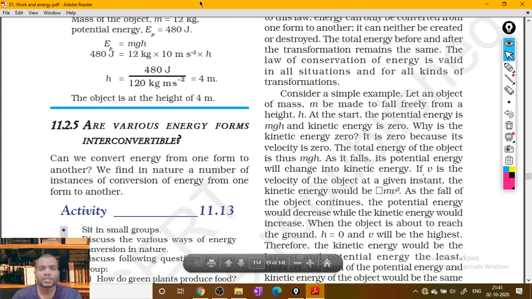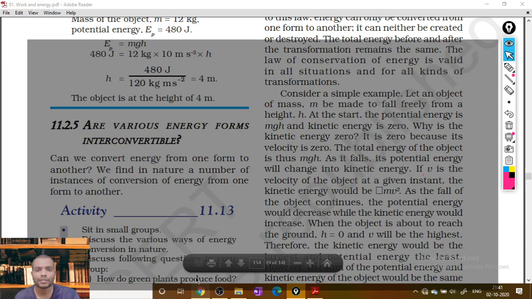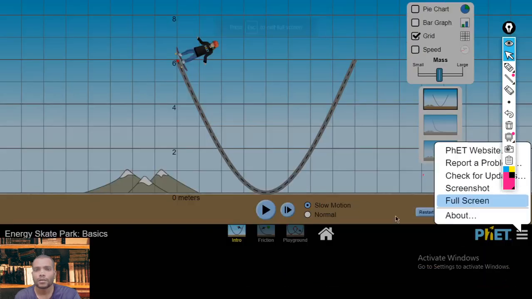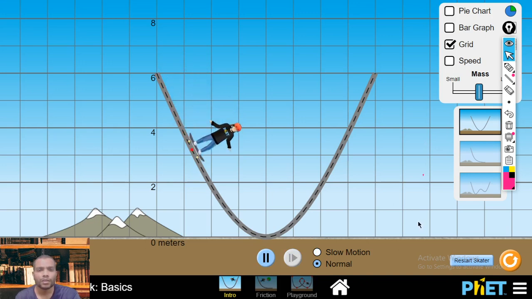So in our present situation, we need to talk about how potential energy is converted into kinetic energy. Let us see one example, so that we will try to understand very clearly. Here, a skater is ready to launch. Now if I play this, he goes all the way down and all the way up, and again he goes down and he goes up.